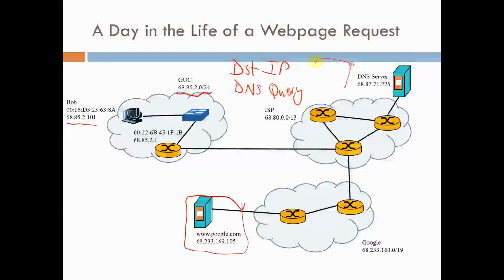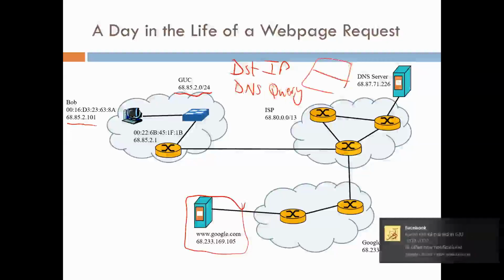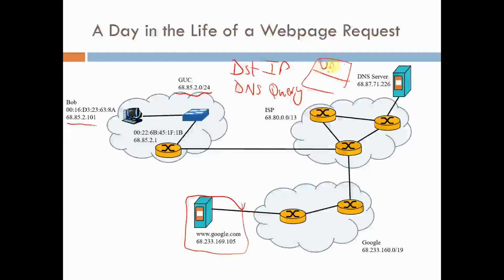So now Bob has to send a DNS query. Okay, this DNS query will have the URL of Google, will have Bob's IP, destination IP will be that of the DNS server, source MAC will be that of Bob, and destination MAC, we will talk about it in a little bit. But first of all, obviously now Bob has the URL of Google because Bob knows exactly which server he wants to access. Bob has an IP address, the source IP address is known.